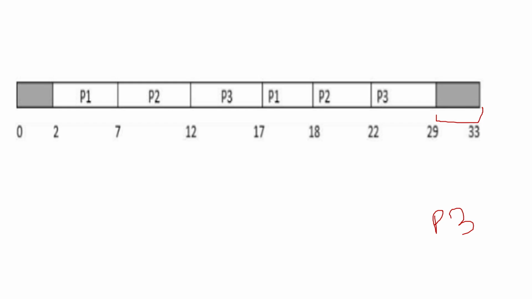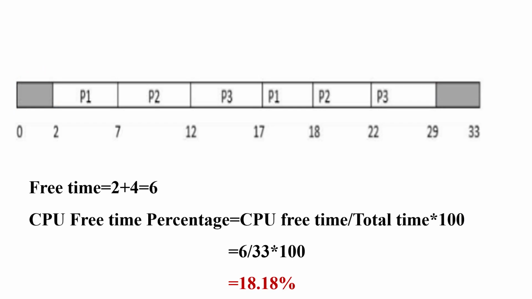So in total, how much time was the CPU idle? The first 2 milliseconds and the last 4 milliseconds. So in total, 6 milliseconds your CPU will be idle. That is your free time. So how to calculate the percentage of CPU free time? What is the total time to complete all three processes? It's 33, right? Within that 33 milliseconds, 6 milliseconds your CPU was free.